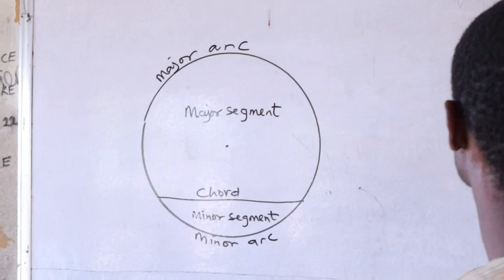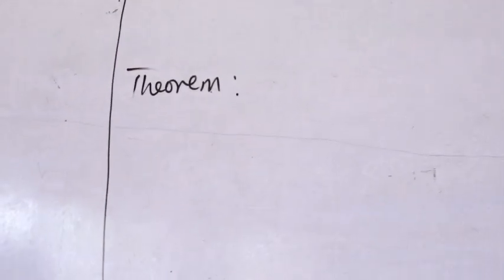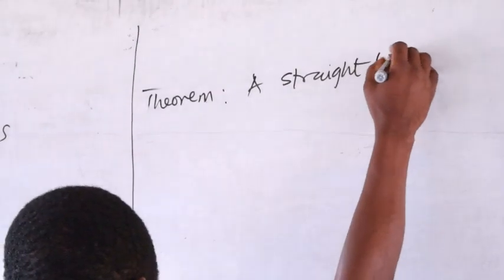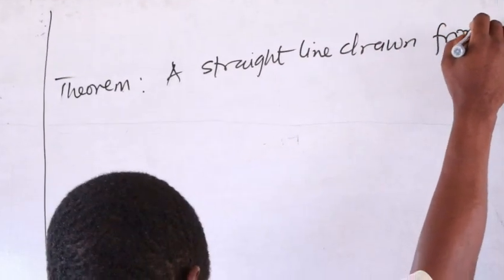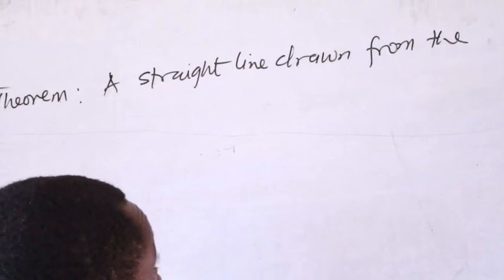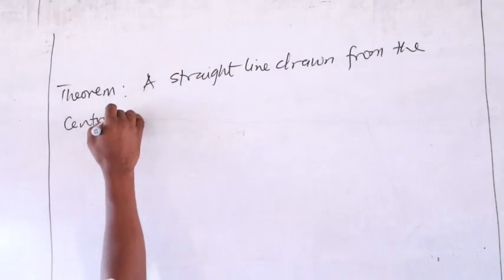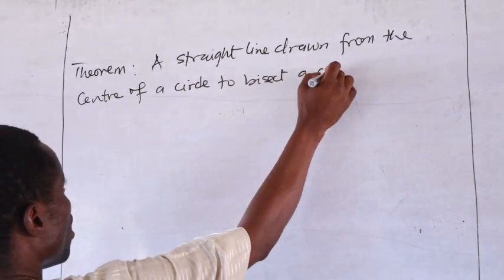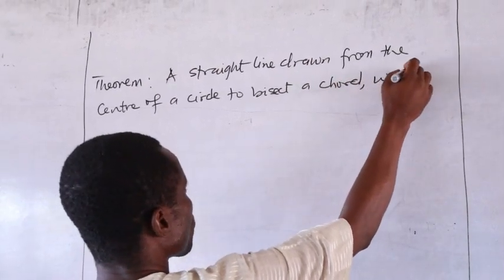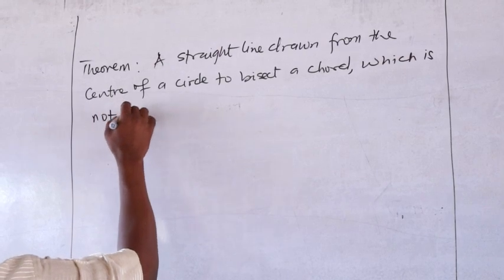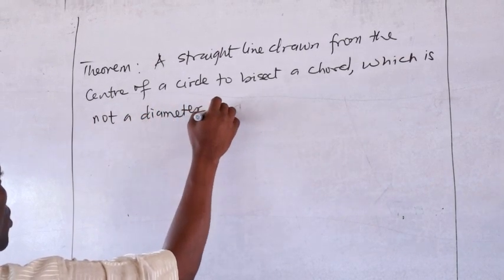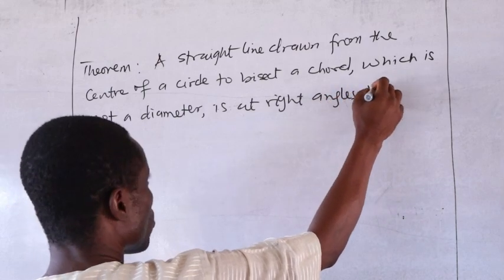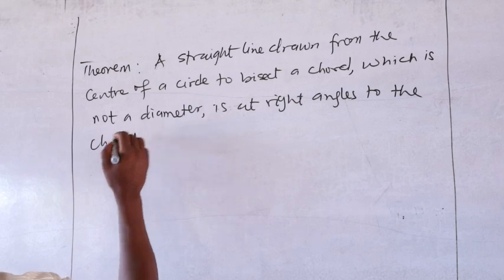Theorem: A straight line drawn from the center of a circle to bisect a chord which is not a diameter is at right angles to the chord. Now look at this theorem.